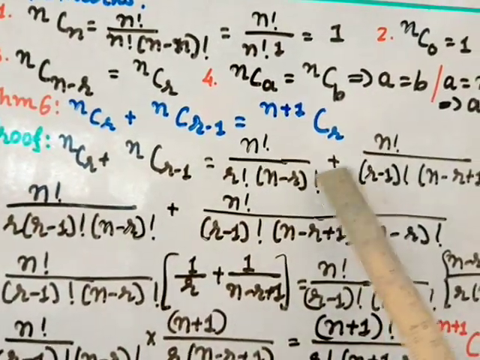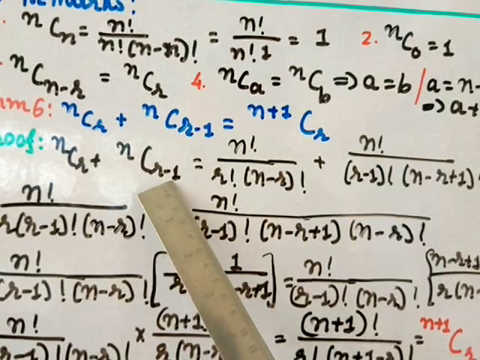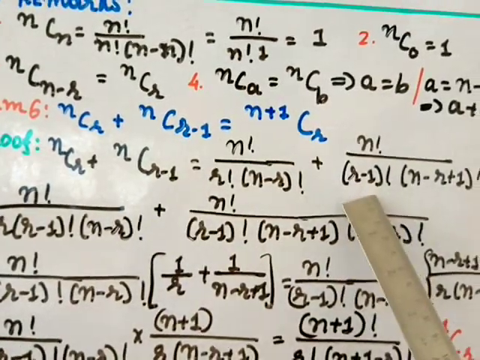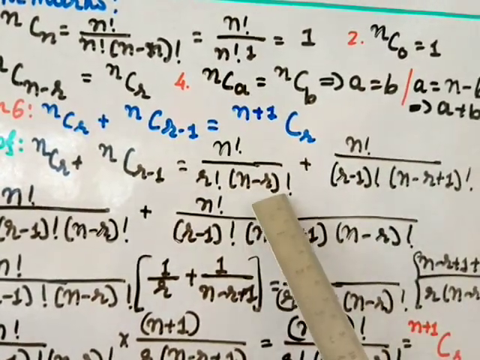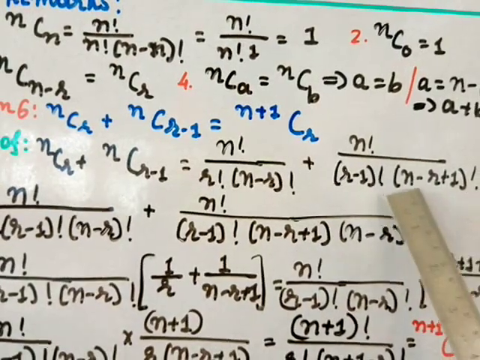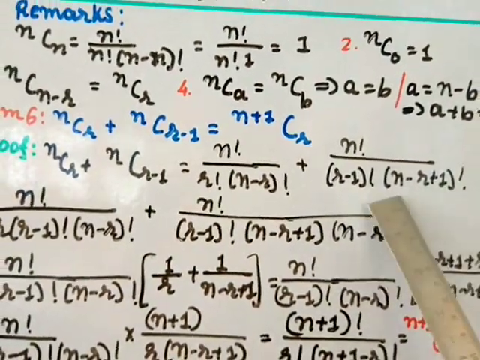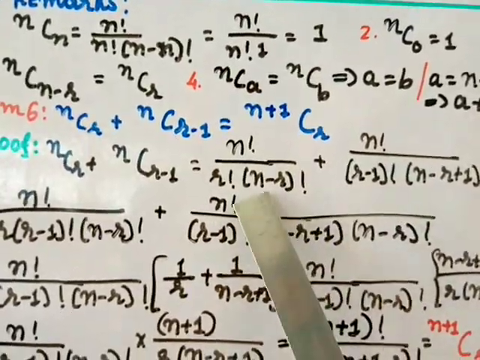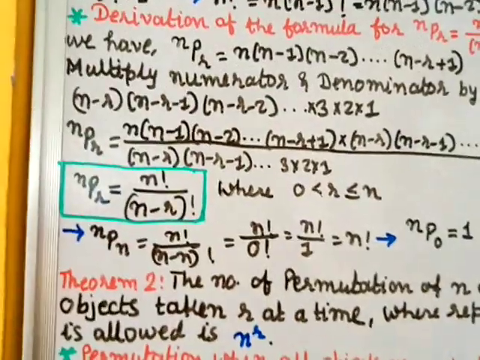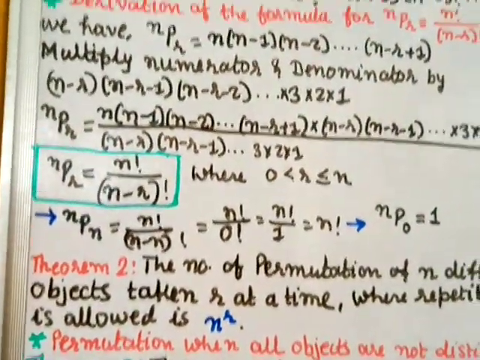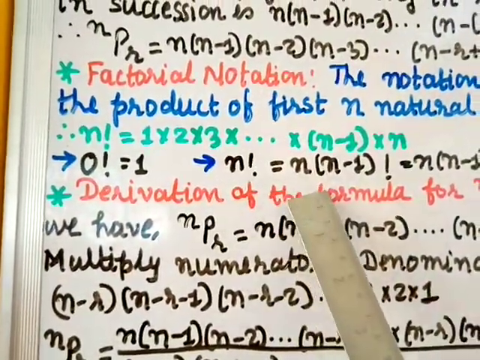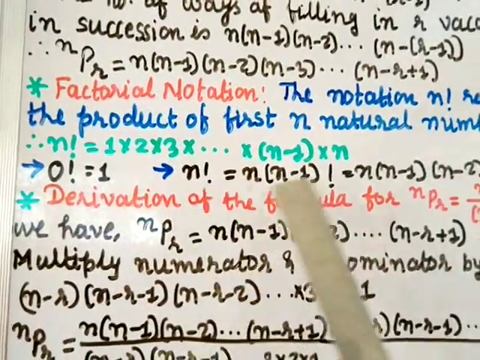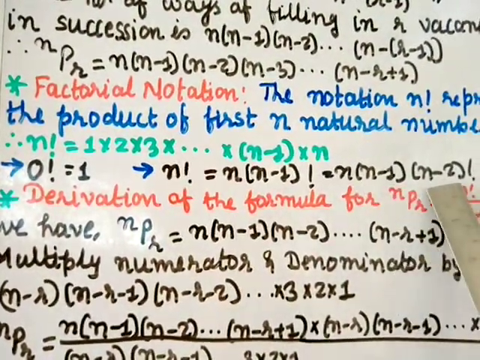Plus n factorial divided by r minus 1 factorial into n minus r minus 1, so n minus r plus 1 factorial. Okay, now this I can rearrange, using the result which I gave you previously. n factorial can be written as n into n minus 1 factorial. This can also be written as n into n minus 1 into n minus 2 factorial.